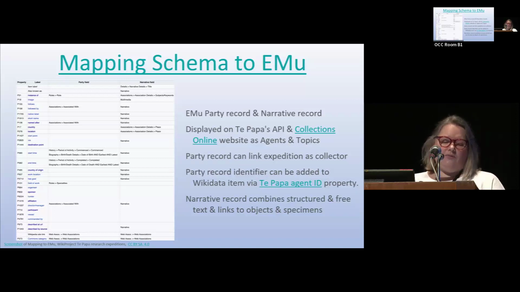Te Papa staff were able to access all the collated research expedition data in Wikidata just by clicking that link. So the new expedition records in EMU are party records, which empowers the research expedition to be added to collection event records as a collector, and from there can be linked to individual specimen records. The expedition record then gets published to Te Papa's Collections API, and from there it shows up on their Collections online website.